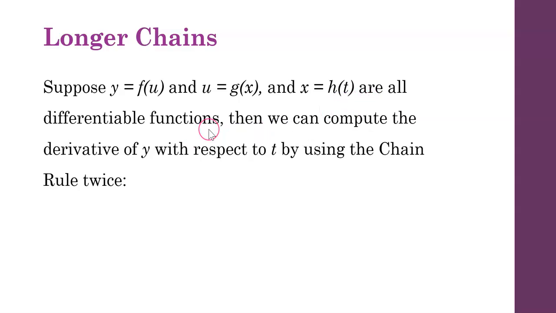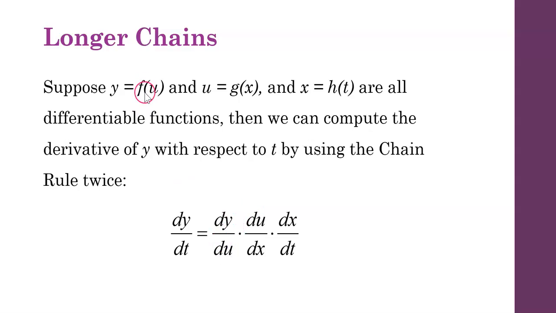Right, so as long as they're all differentiable, then we can just take the derivative with respect to t by using the chain rule twice. So dy over dt would be dy over du. So that's the derivative of the first function with respect to u, multiplied by du over dx, the derivative of the first inside function with respect to x, multiplied by the derivative of the last function that was plugged in, dx over dt.